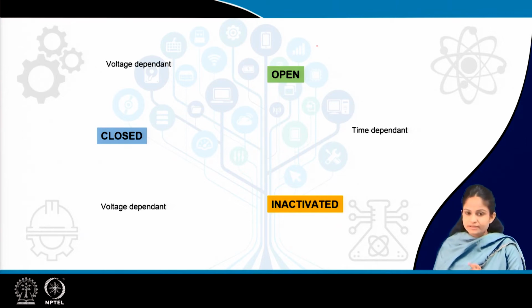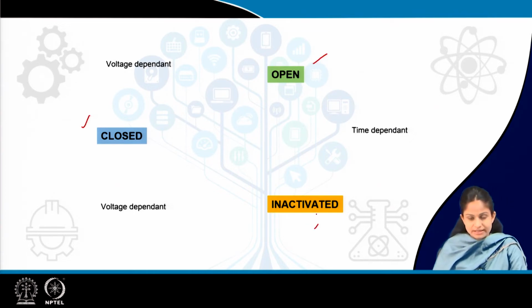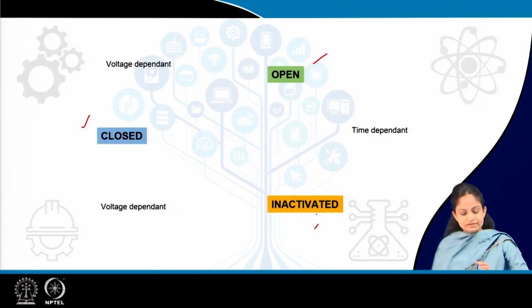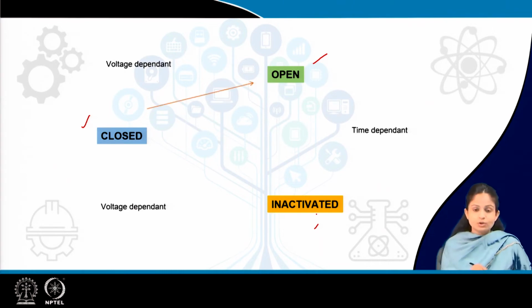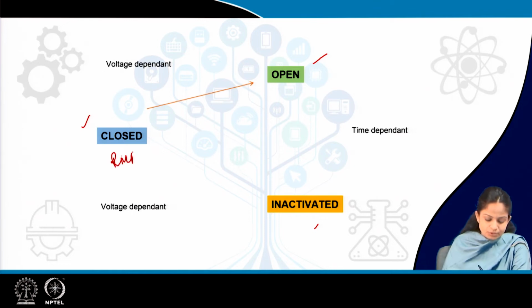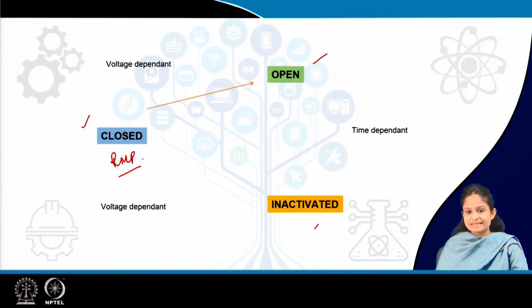Now, first they act in 3 modes, that is closed, open and inactivated state. They have 3 states for each channel protein. Whenever there is a closed state, the voltage gated channels move from the closed state to the open state, that means the channels will open. Closed state means the membrane potential is at the resting stage.